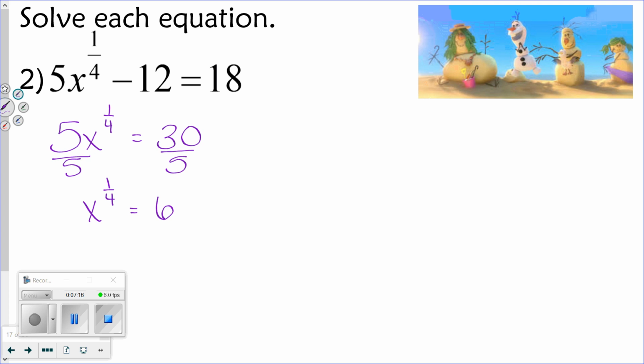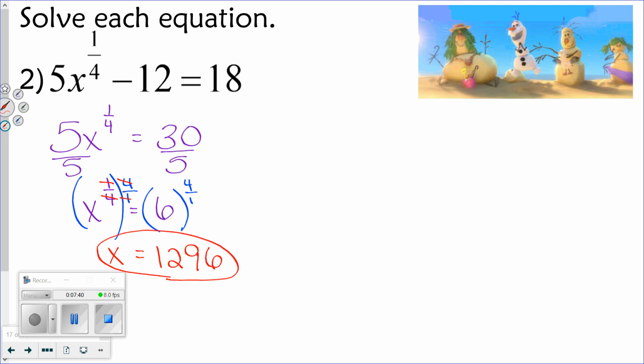How do I get rid of the 1/4? What is the reciprocal? 4 over 1. So again, you can kind of look through here and see 1's cancel, 4's cancel, so that's just an x. And what is 6 to the 4th? And 1,296. And then x is by itself. Do I need a plus minus on that? Why not? This is odd. That's odd, so there's no plus minus.